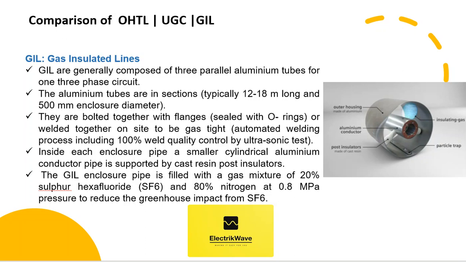Inside each enclosure pipe a smaller cylindrical aluminium conductor pipe is supported by cast resin post insulators. The GIL enclosure pipe is filled with a gas mixture of 20% sulfur hexafluoride, SF6, and 80% nitrogen at 0.8 MPa pressure to reduce the greenhouse impact from SF6.